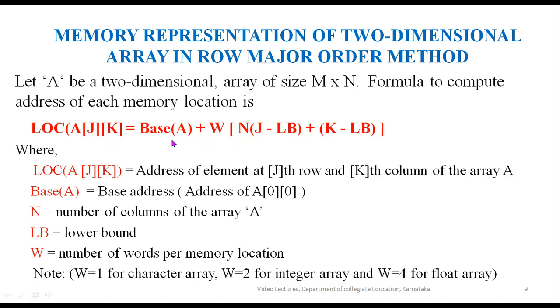And base of A means the base address, that is the address of A of 0 0. And n is the number of columns in array A. LB stands for the lower bound, which could be 0. And W is the number of words per memory location.